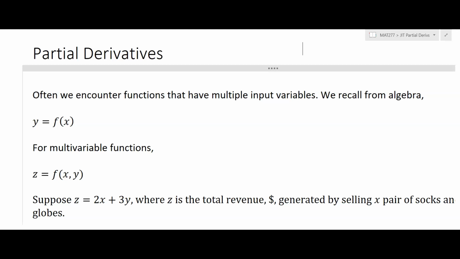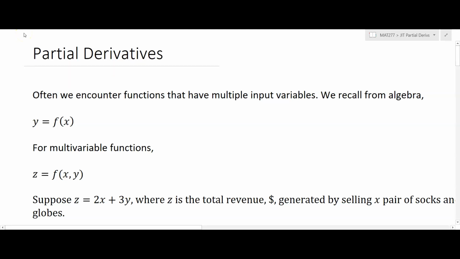So partial derivatives are not derivatives that are only partially taken. That seems to be the case. But a partial derivative is one that we take involving a multivariable function. So we'll get into that in just a moment here.